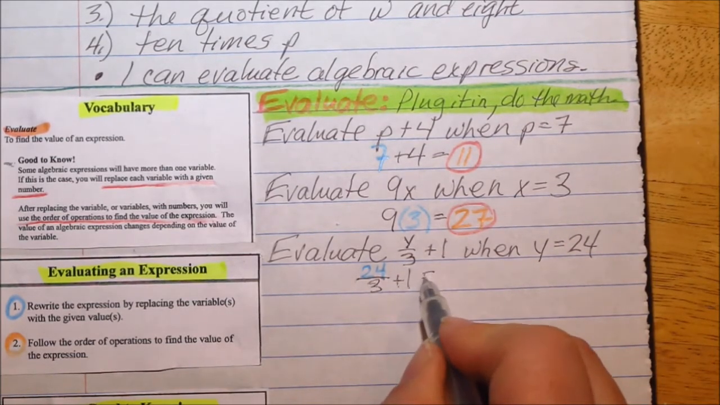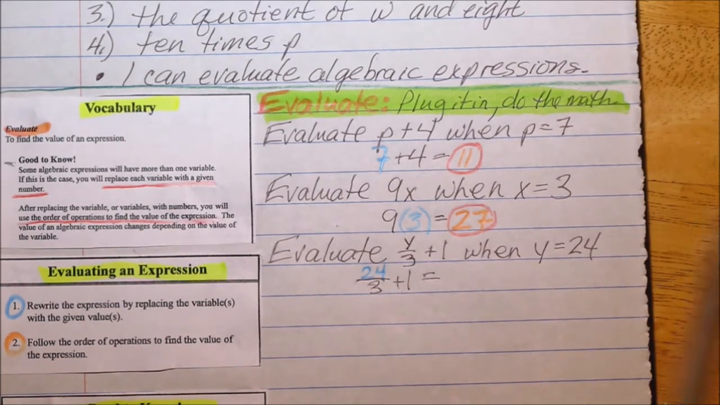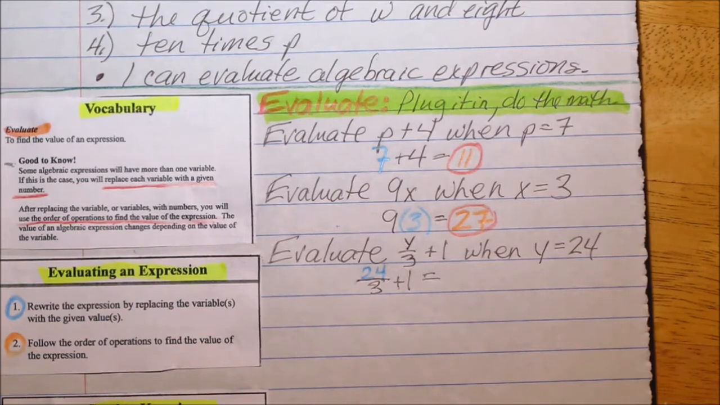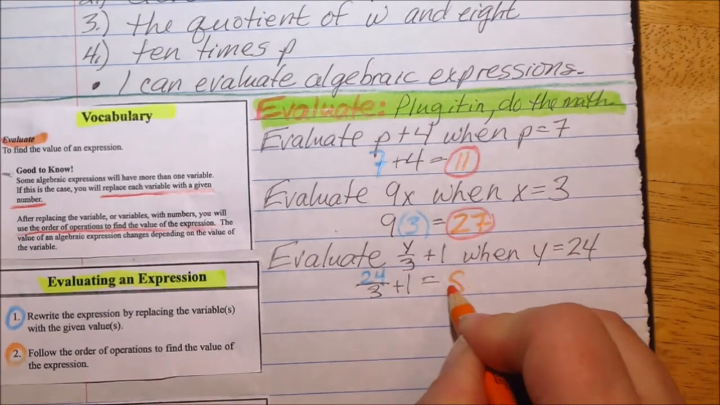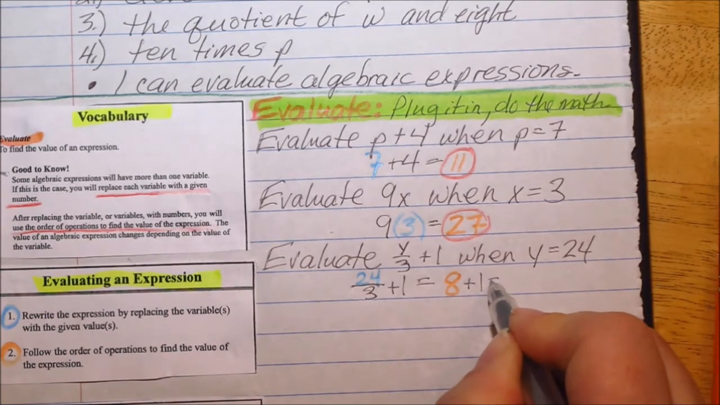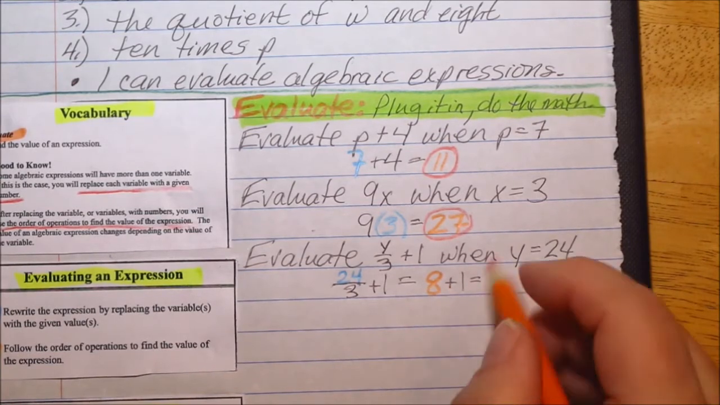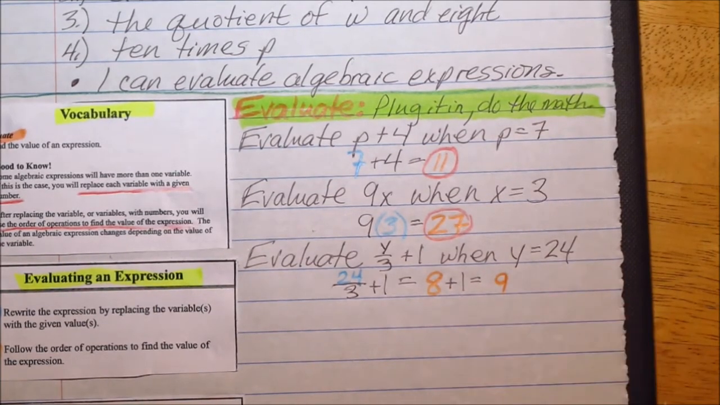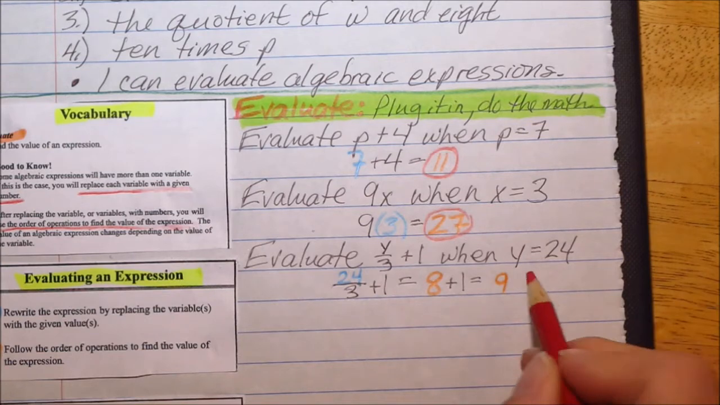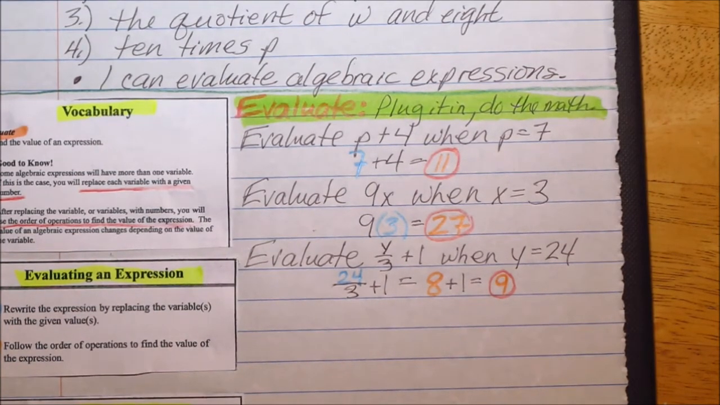Right? Now, order of operations tells me I have to take care of this division first, right? So 24 divided by 3 is 8. Bring over the rest of the expression. Right? And now I have 8 plus 1 is 9. And that's the answer. Okay? So, y divided by 3 plus 1 when y equals 24 equals 9.